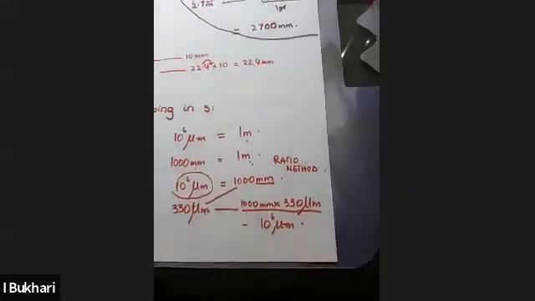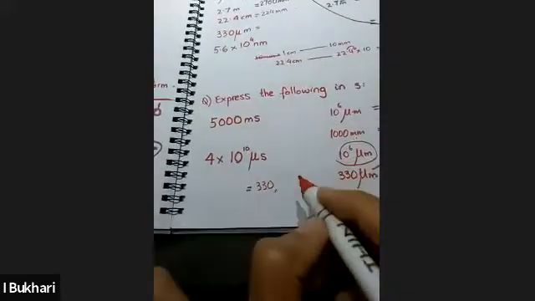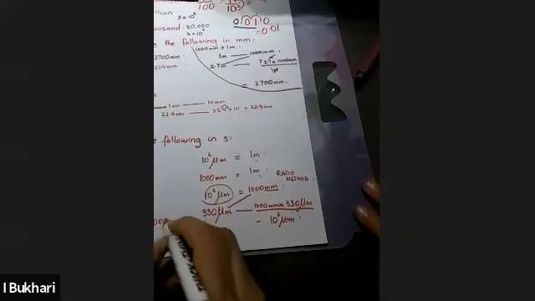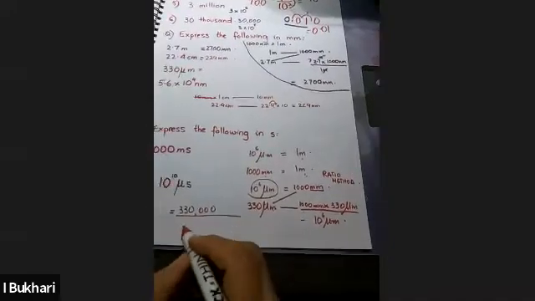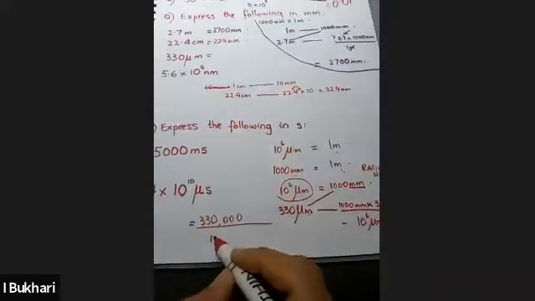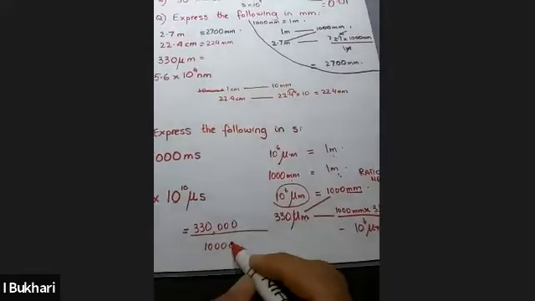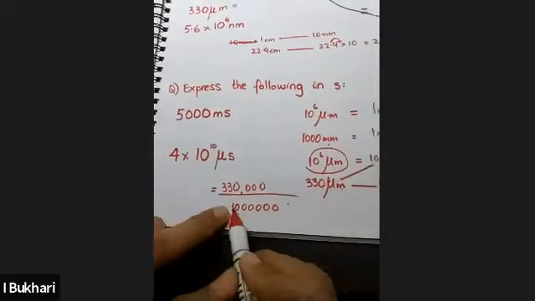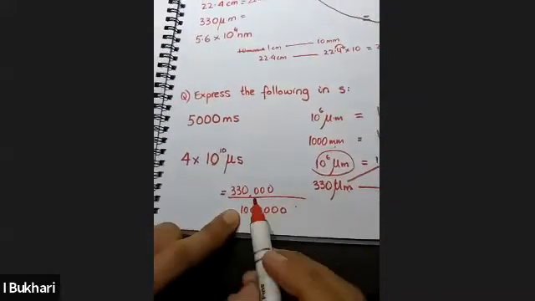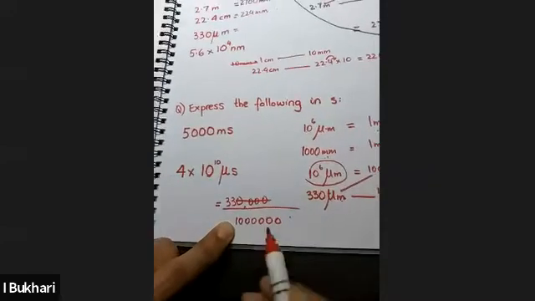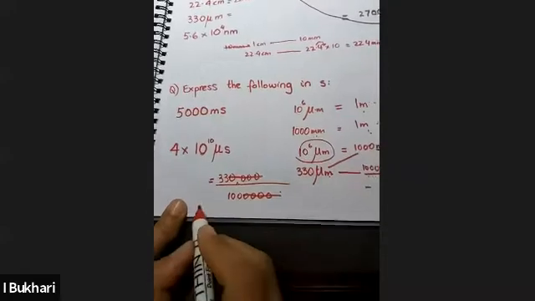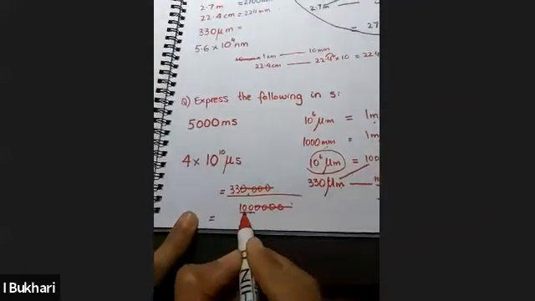So this is 330,000. 330 times 1,000, divided by 10 to the power 6, which means 6 zeros. I will open it up so that I can cancel the zeros. I'm not writing 10 to the power 6, but actually writing the 6 zeros down. There are 4 zeros at the top, so I will cancel 4 zeros at the bottom. Now I am left with 2 zeros.